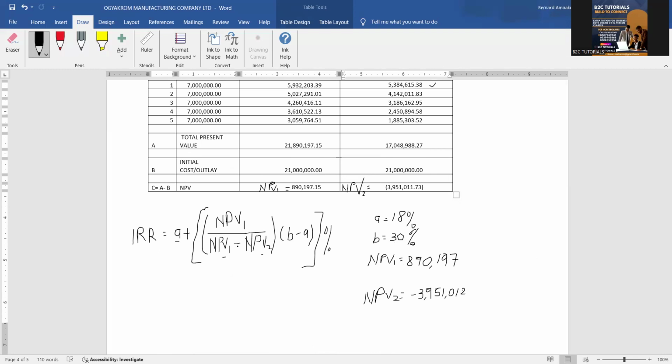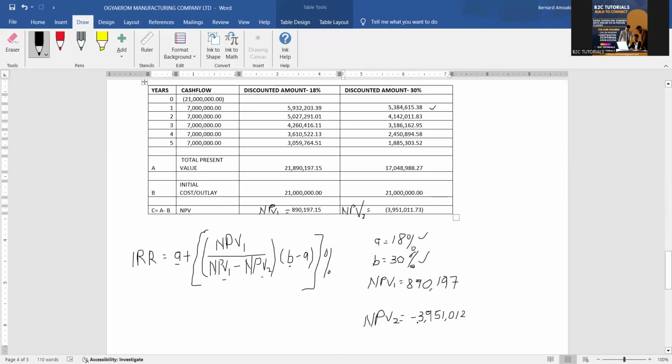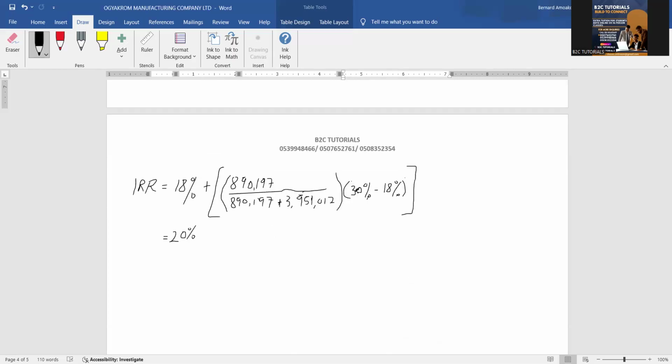Already the formula has a negative, so if I bring in a negative again, it tends to become a positive. Open brackets, the 30% that you assumed, minus the 18% given in the question, and then we are good to go. So you see NPV2 is negative, NPV1 is a positive figure, which is always going to be positive according to the question given you. And then you would also have the A and B given in the question. So when you substitute it into the formula, the 18% plus the 890,197, that is the net present value, all over this plus. The reason we put in a plus here is that, just like I mentioned, the formula has a negative, and already you are bringing in a negative NPV. So negative fighting against negative would give you a positive. Then you multiply that by the subtraction of 30% minus 18%.